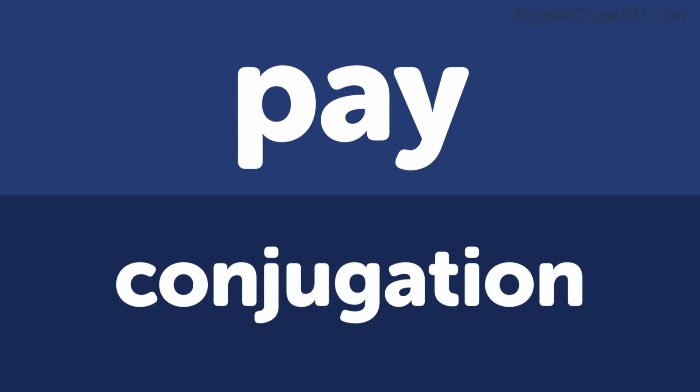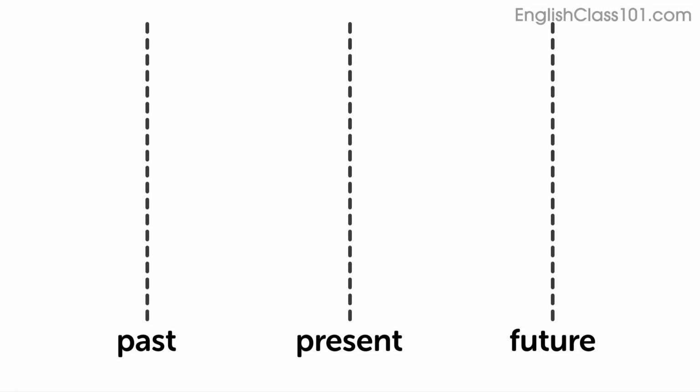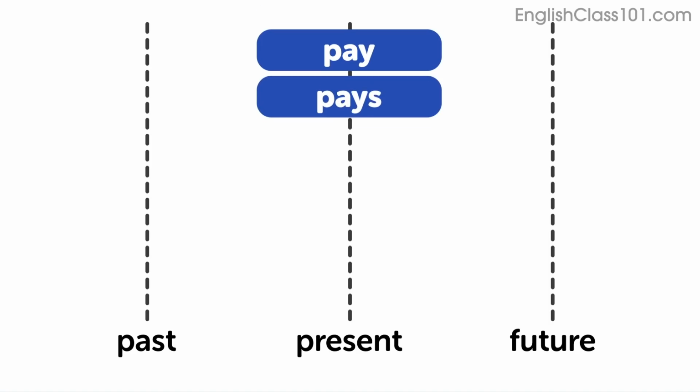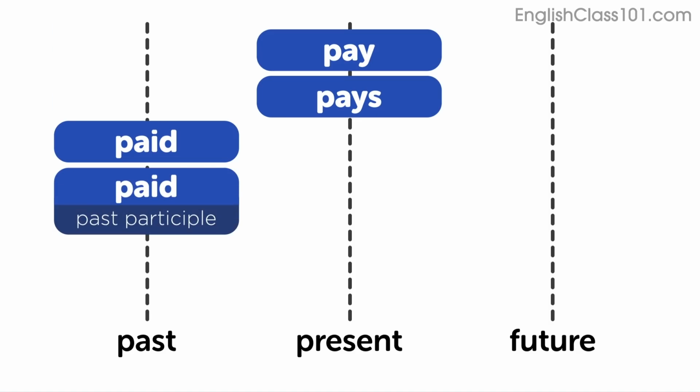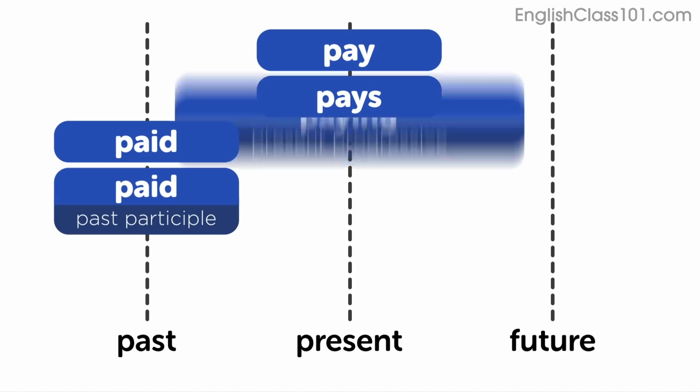Now let's look at the conjugations for the verb. Present, pay, pays. Past, paid. Past participle, paid. Progressive, paying.